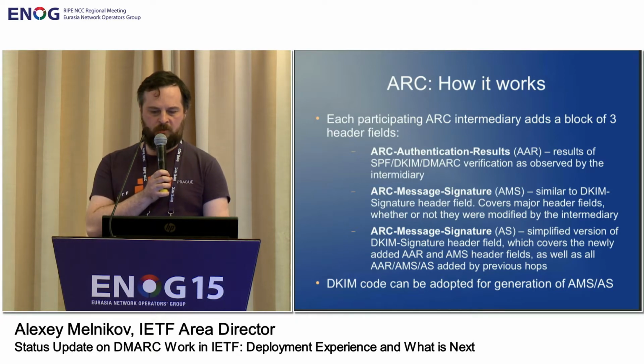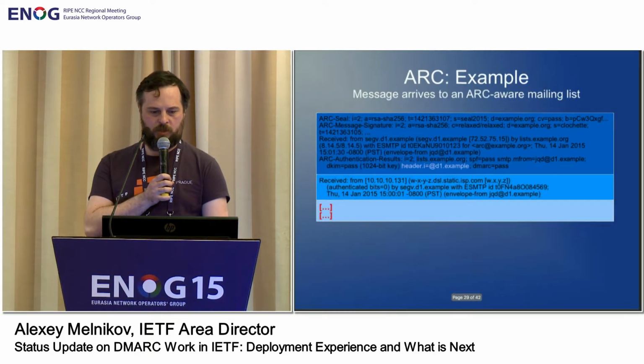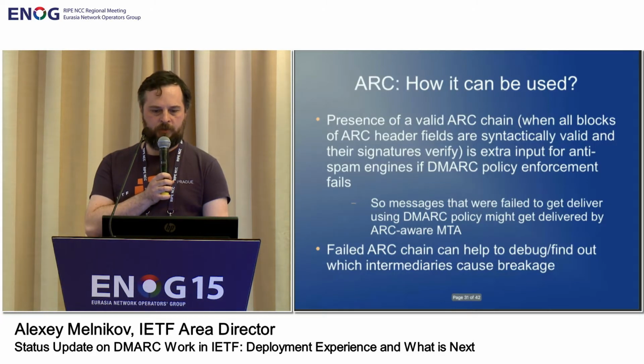DKIM code can be relatively easily reused for this. This is a big example I was trying to show. I'm not going to show it now, I'm just going to whiz through. It basically shows a message going through 3 intermediaries, each adding its own set of ARC header fields.